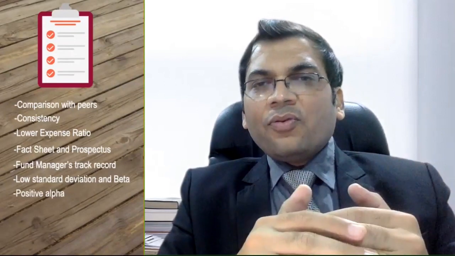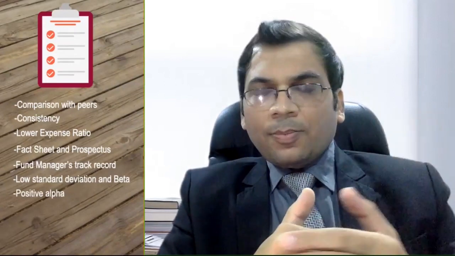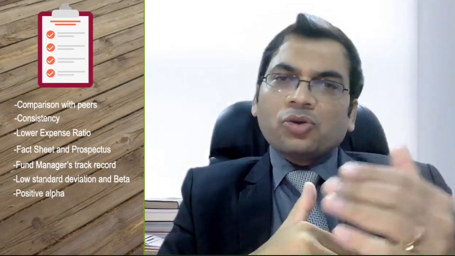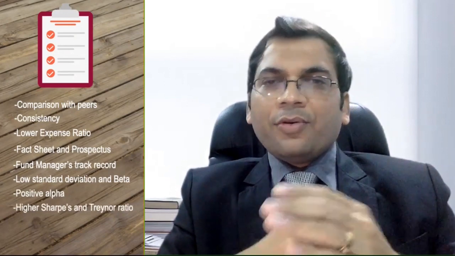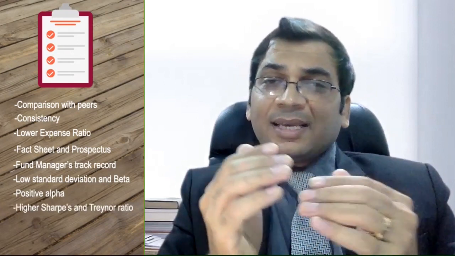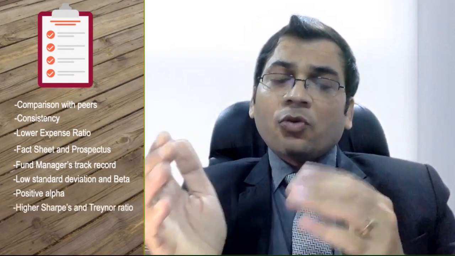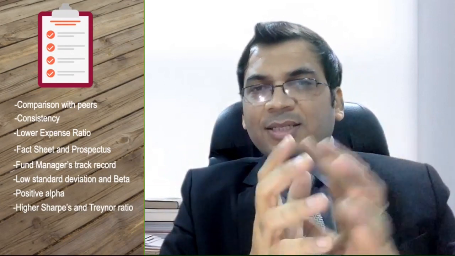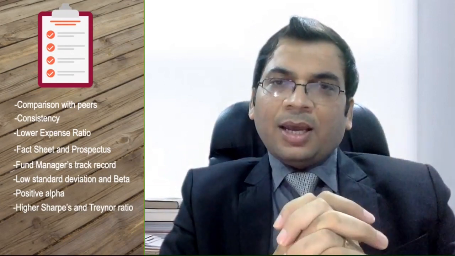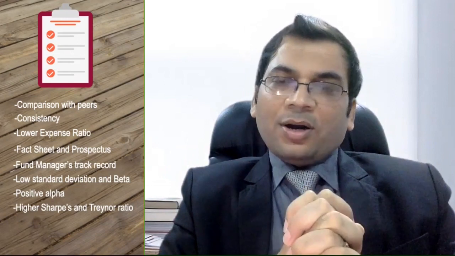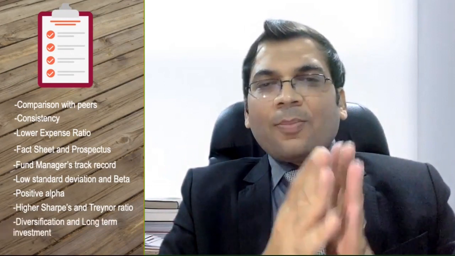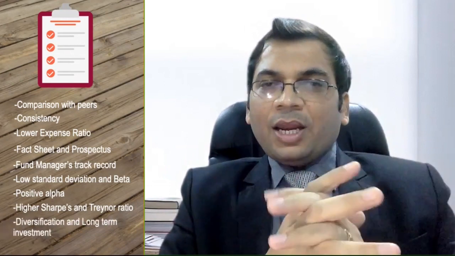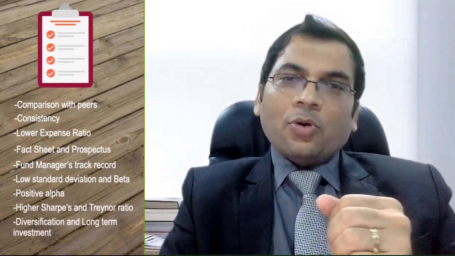A positive alpha indicates the returns are enough to compensate for the risk taken. We have also learned about the Sharpe ratio and Treynor ratio, which are the excess returns earned by the fund per unit of risk taken. Now, the higher these ratios are, the better it is. And lastly, we have learned that you can reduce the risk by diversification and investing with a long time horizon.